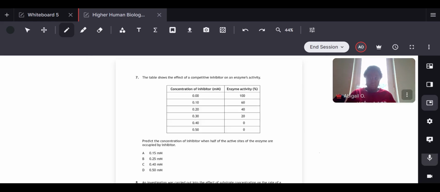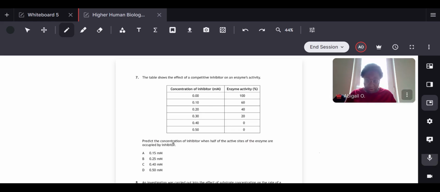Okay, question number 7. The table shows the effect of a competitive inhibitor on an enzyme's activity. So you've got concentration of the inhibitor here, which is going up in 0.1. And then you've got enzyme activity, which is a percentage of the total enzyme activity. So at 0 concentration of inhibitor, we've got 100% enzyme activity. The enzymes are working fine. Once we hit 0.40, we get 0 enzyme activity. So from 0.40, we know that's the point of inhibition. Not what the question is asking here, but good to always recognize what's happening with inhibitors.